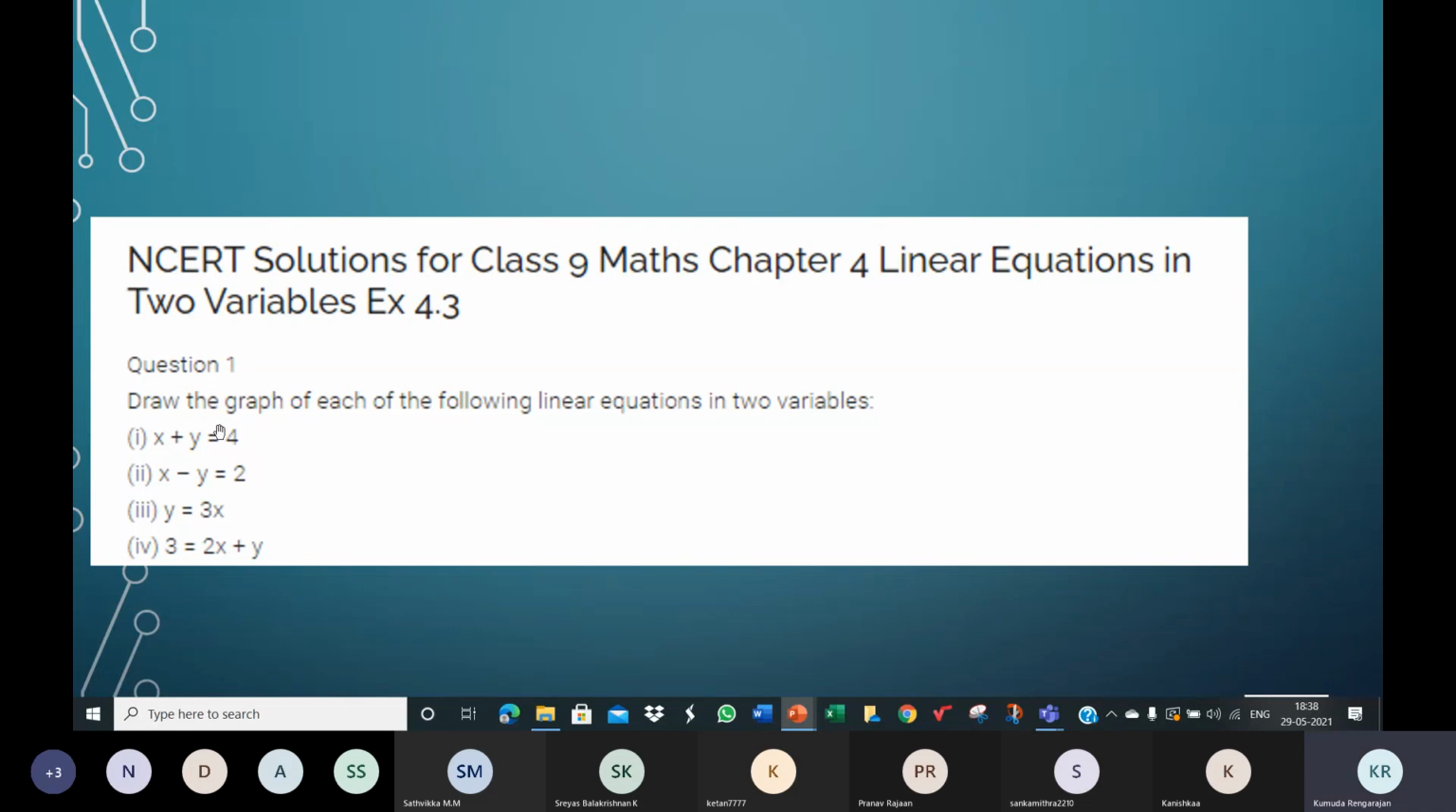This one, c is not 0, so this will not pass through the origin. Here c is 0, so this will pass through the origin. Please try to construct the other two graphs.